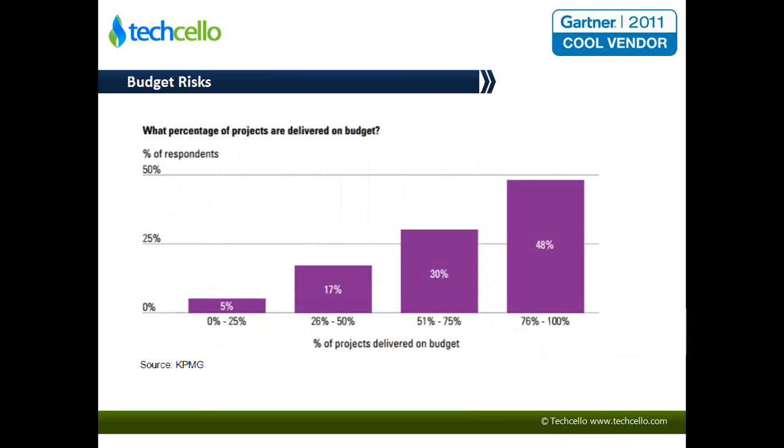Similarly, if you look at the stack of projects being delivered on budget, you could see how many projects are being delivered. Almost 48% of projects are delivered at almost double the cost of the estimate, right? Double the cost of the budget. So 76% to 100% of budget variance happens in 48% of the projects.